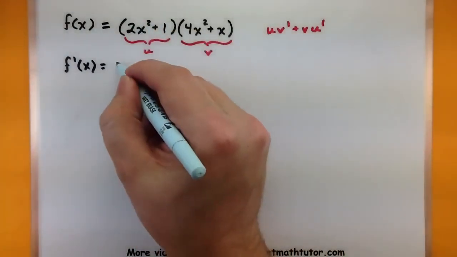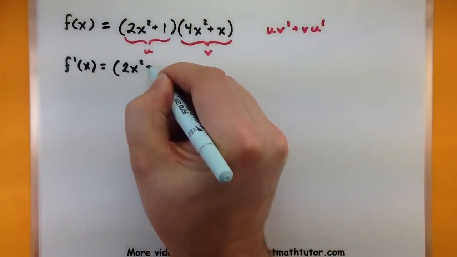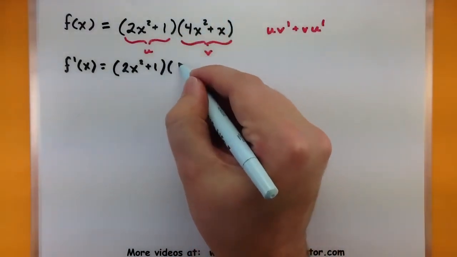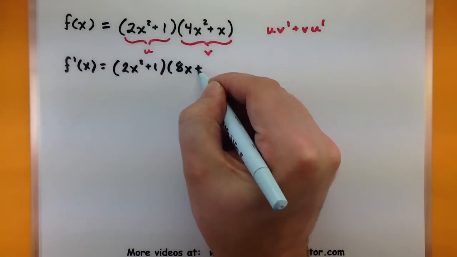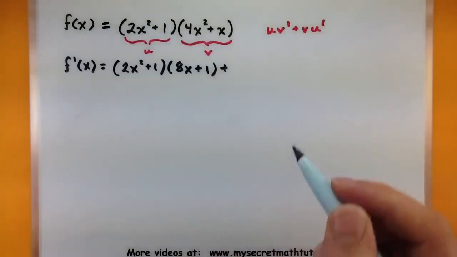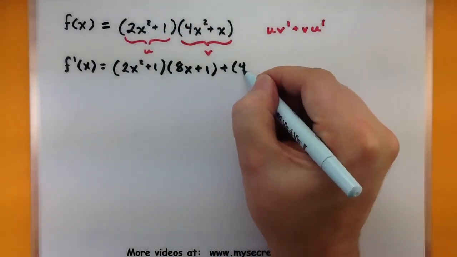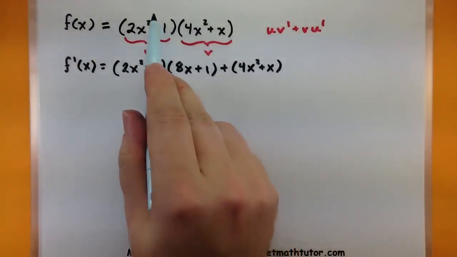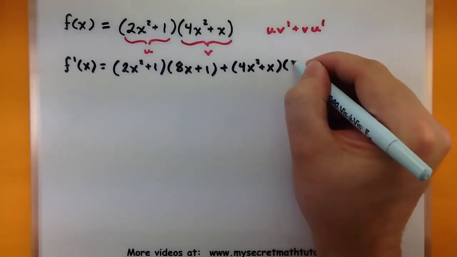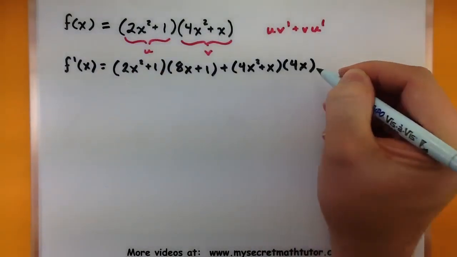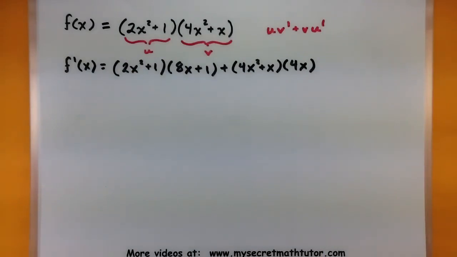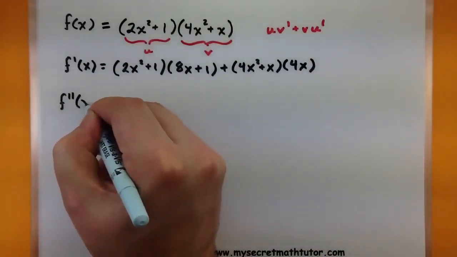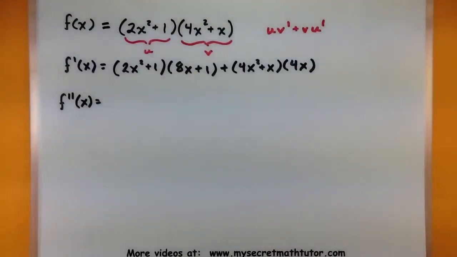So my first function, just as it is, 2x squared plus 1 multiplied by the derivative of this one. That'd be an 8x plus 1 plus. Now we do our second function just as it is, multiplied by the derivative of the first one. 4x. And then that one's done. Okay? So now we can take two derivatives of this by doing the product rule twice.